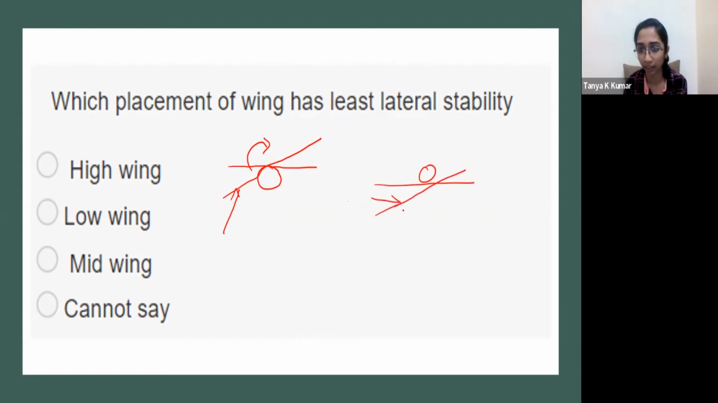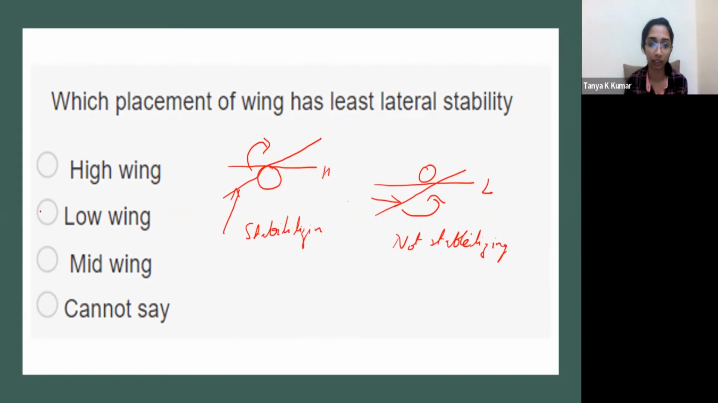So it pushes here and it produces an adverse rolling moment, right? It doesn't produce a restoring moment. So this is not stabilizing. Okay, you can't say not stable. Not stabilizing. This is stabilizing. So high wing is stabilizing. Low wing is least stabilizing with respect to lateral stability. Okay, so the answer would be low wing. Least stabilizing is low wing.